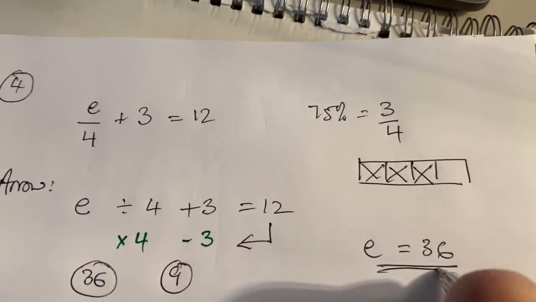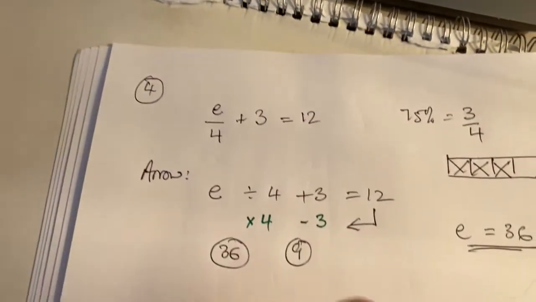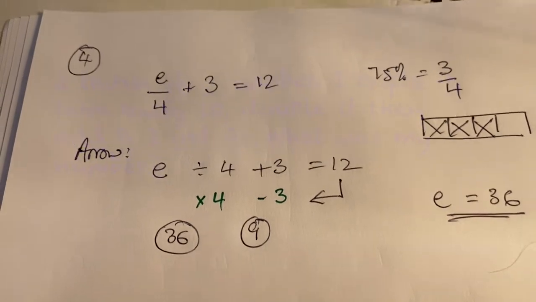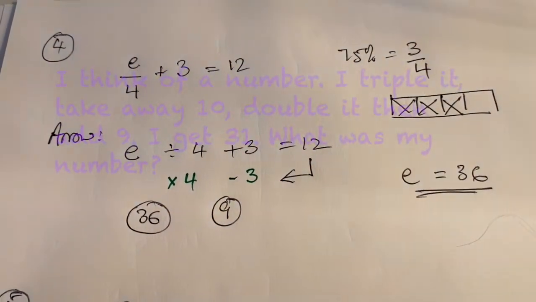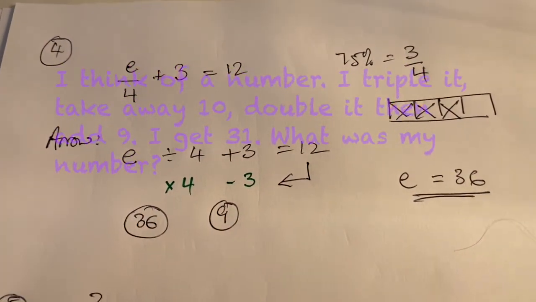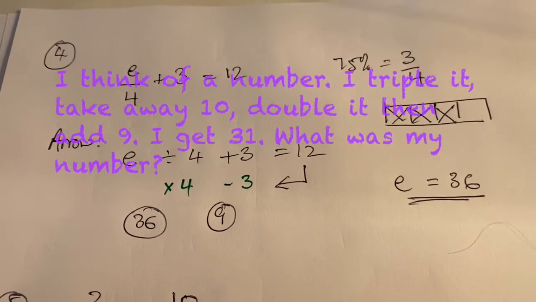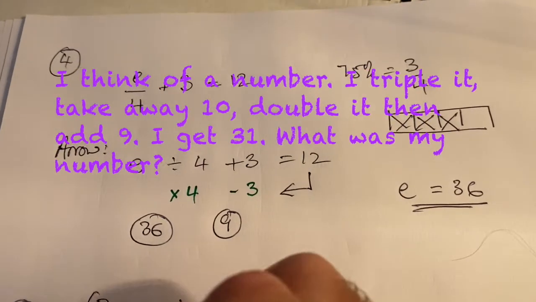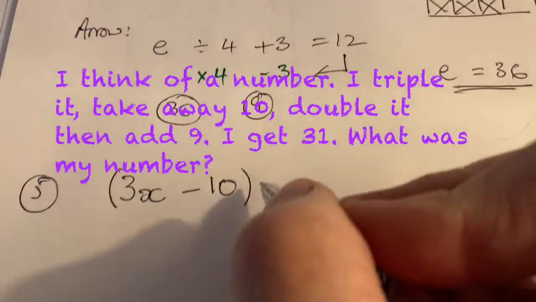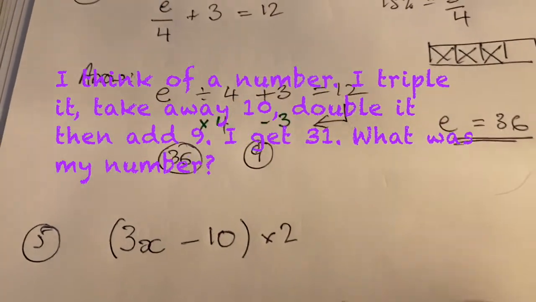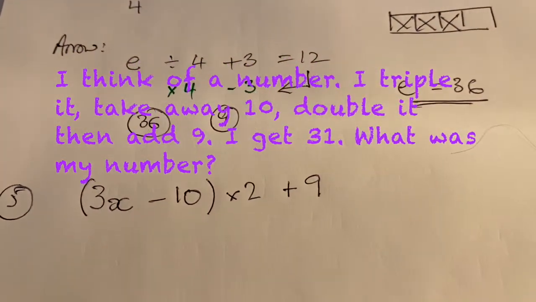So there you go there. Let's try question 5. Let's see if we've got time to squeeze in question 5. I think of a number, so let's call it x again. I treble it, meaning times it by 3. I then take away 10. I double it. Oh my life. Okay, so all of this doubled, so all of that doubled, times by 2. And then add 9. This guy's got to get a life.